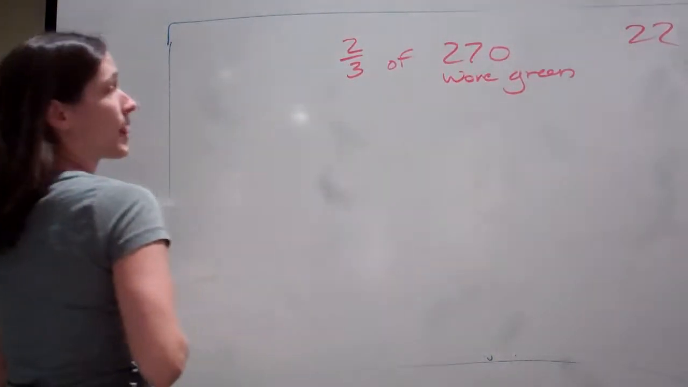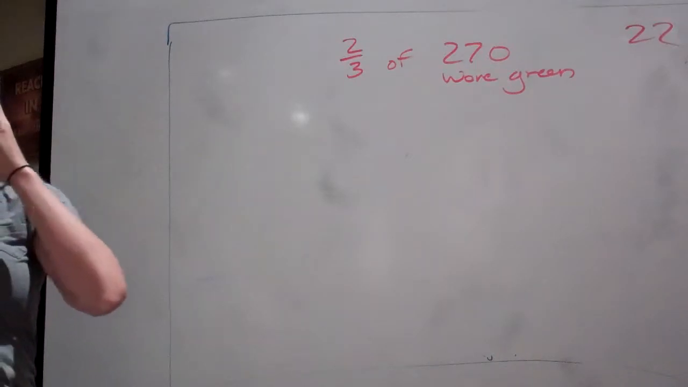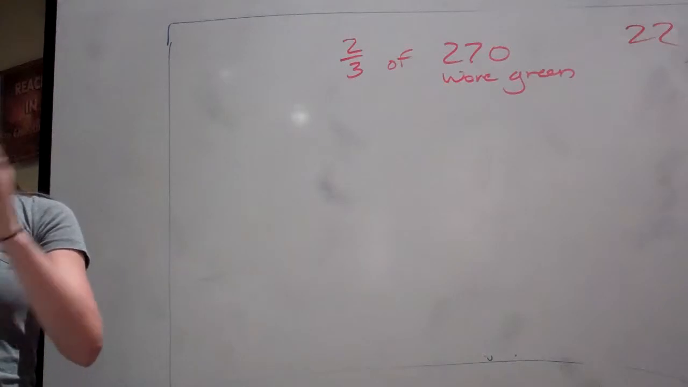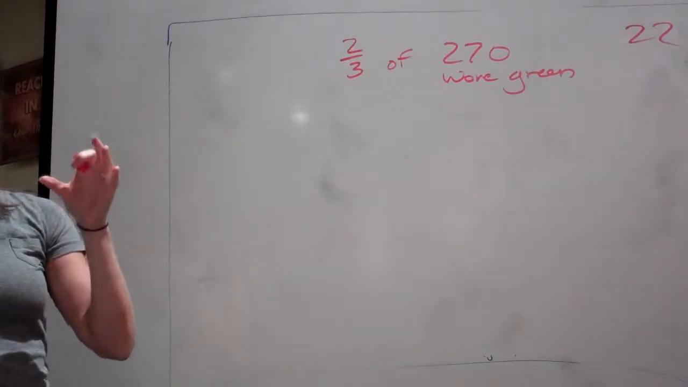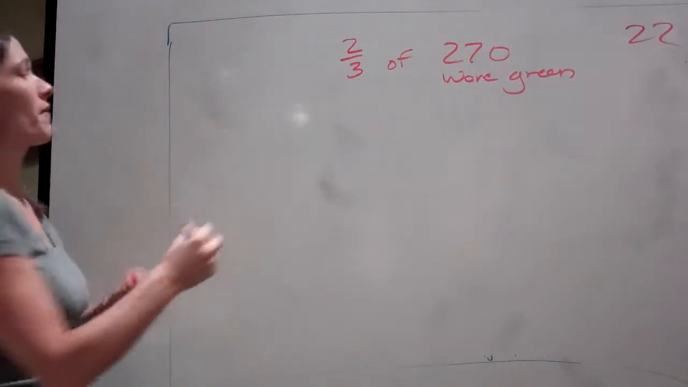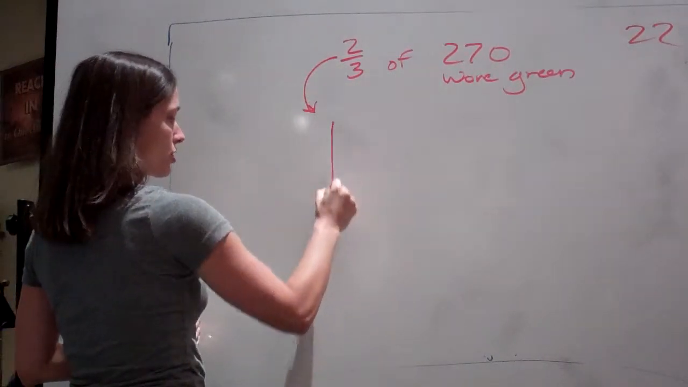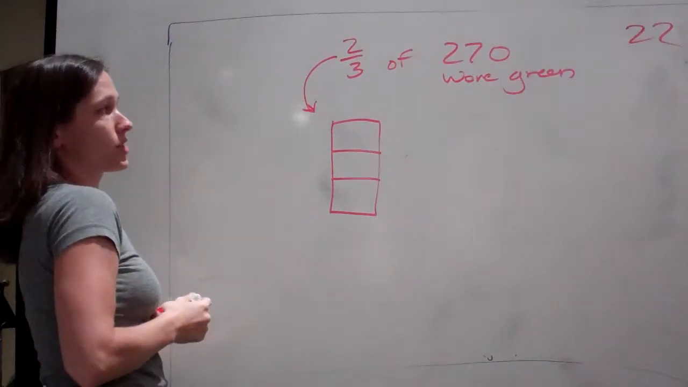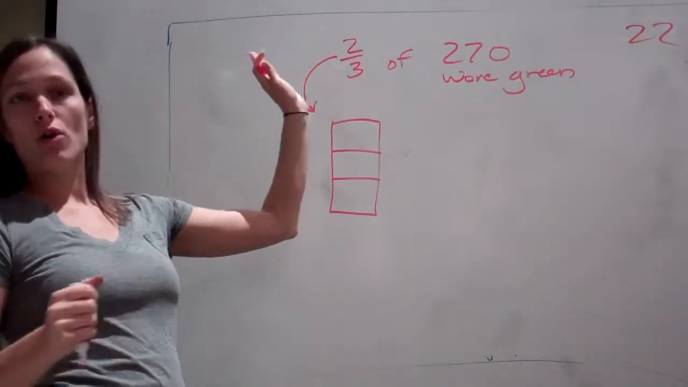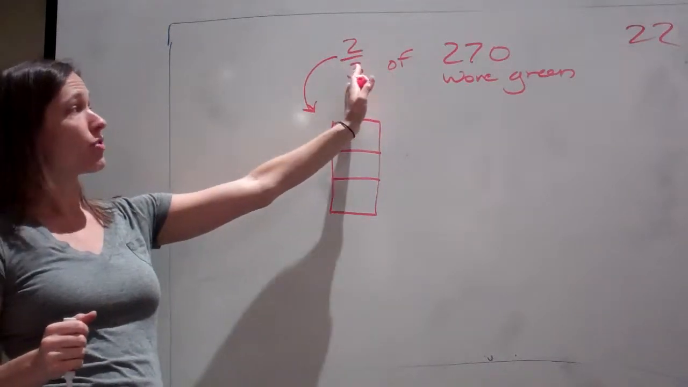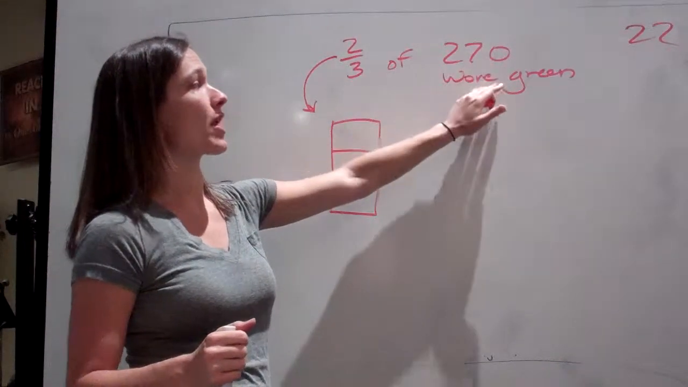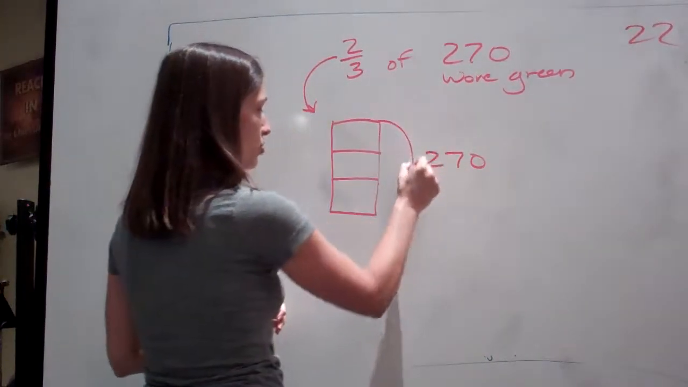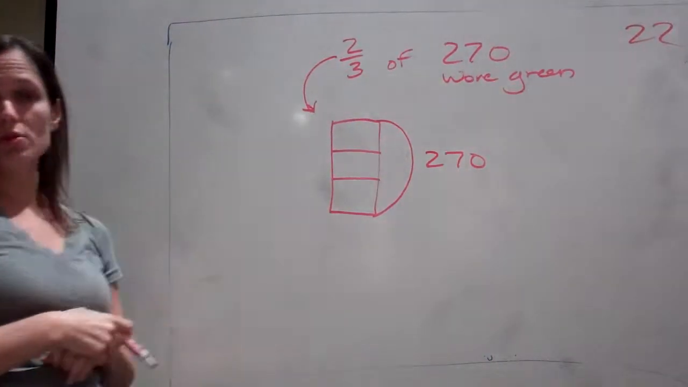Okay? Now, anytime you see a word problem or hear something like this, the best thing to do is to always make an illustration. Anytime you're working with word problems, do something where you can see what's happening. So I'm going to draw 2/3 over here, a little box that just shows me 2/3. How many people total were there? There are 2/3 of this many people that wore green. So this is the amount of people. So there are 270 people total in these groups.